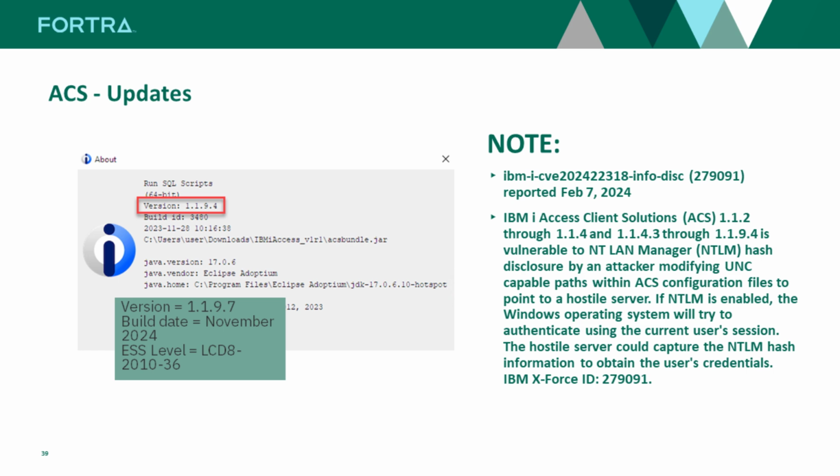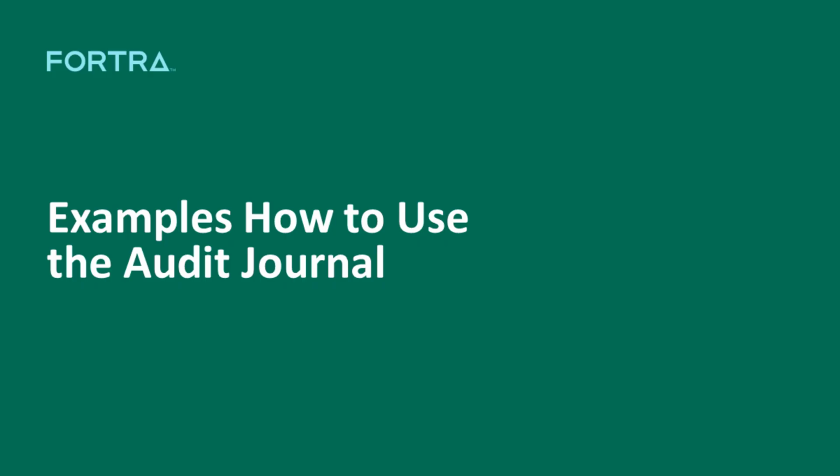Now, just a note about ACS: they are continually updating it. Please try and keep up with those updates. The latest version, as of this presentation, was 1197, and that was built in November of 24. It takes care of a number of CVEs that have been reported in regards to ACS. So keeping it up to date and patched is super important if you're going to use it. We all need to be responsible for how we're affecting our environments.